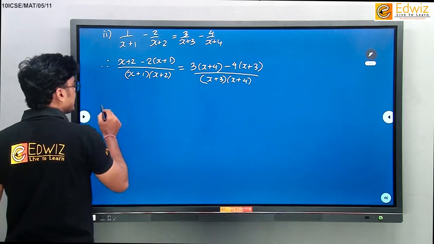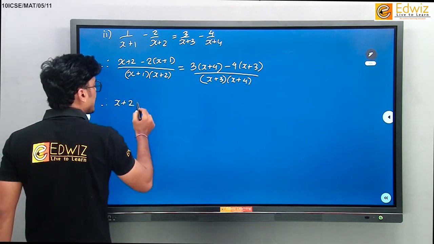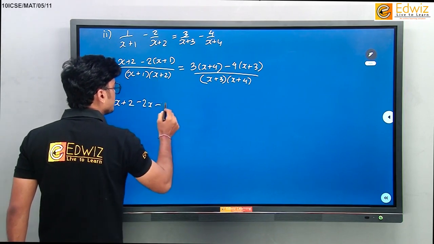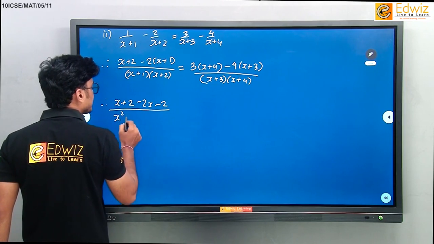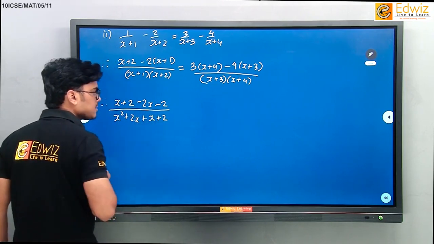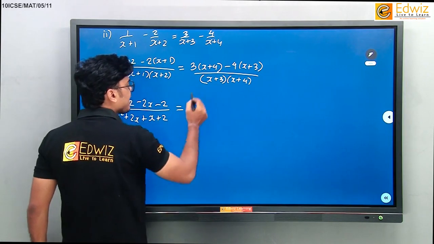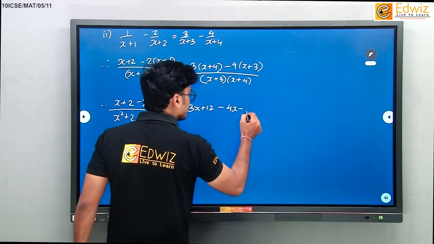Let's solve this. So let us simplify, open the brackets. This will become (x + 2 - 2x - 2) divided by x into (x + 2), which becomes x square + 2x + 1 into x + 2, which will become just x + 2. On the right side we have 3x + 12 - 4x - 12.